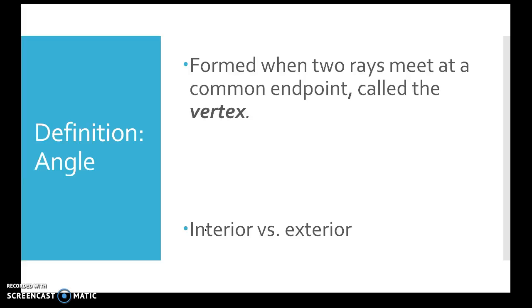All right, an angle is formed when two rays meet at a common endpoint called the vertex. So what's a ray? We know a ray has an endpoint and heads in one direction. So we'll call V the vertex. We have A and B. Okay, so we have ray VA and ray VB, and they form this angle in here.